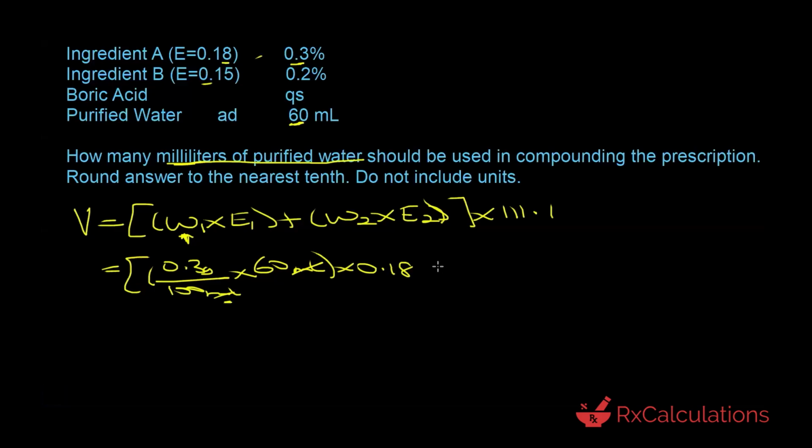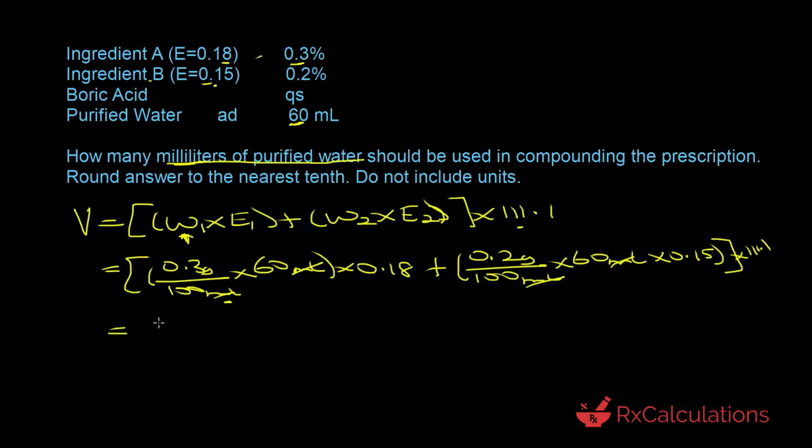And you're going to add to that the equivalent for ingredient B. So we're going to do the same thing here. 0.2% is 0.2 grams over 100 milliliters times the volume, which is 60 ml, times its E value, which is 0.15. And all of this times 111.1. That's this factor right here.